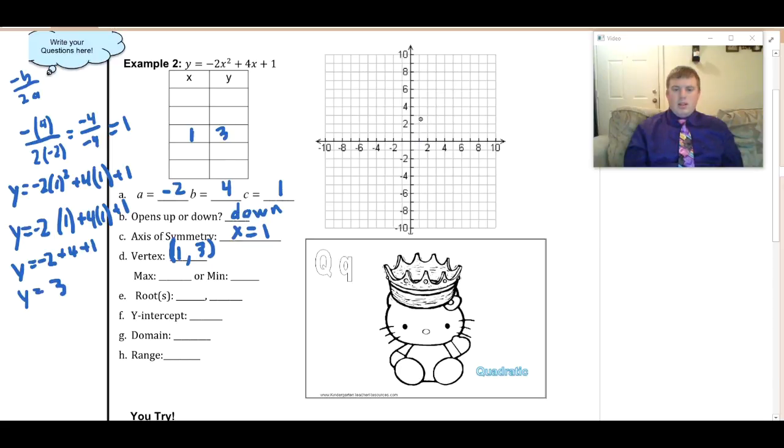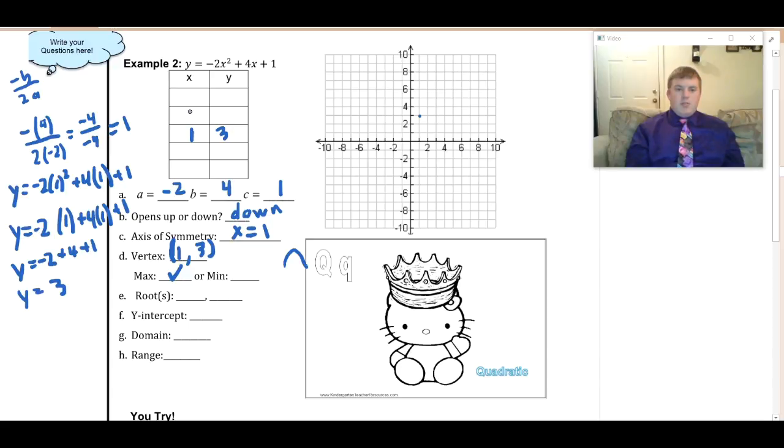So I go to 1 and then up 3. So that gives me my center point. We did talk about how this is going to open down, so this is going to mean that this is a max, because if it's opening down, our vertex will be on top. And then we can go ahead and fill out the rest of our table.